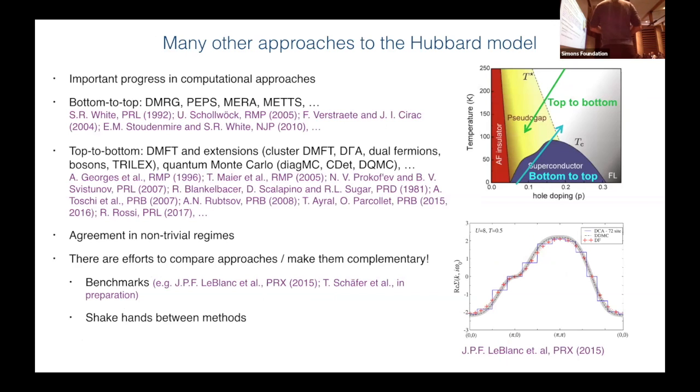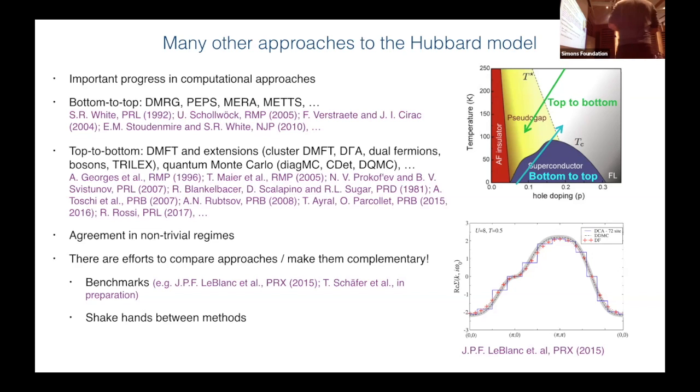At a broader perspective, because diagrammatic Monte Carlo is one method, there are many other methods to look at the Hubbard model. I think there are basically two classes of algorithms, some that are more wave function algorithms that start from zero temperature and go bottom to top. Some others more like the DMFT extensions, which rather start from high temperature and go down. And there are more and more efforts to try to shake hands between these methods, to benchmark them, to compare them.